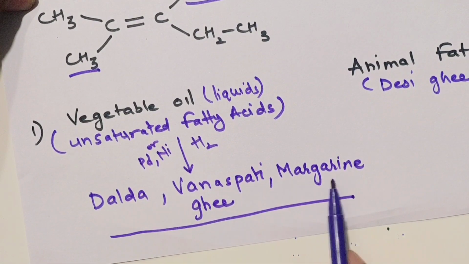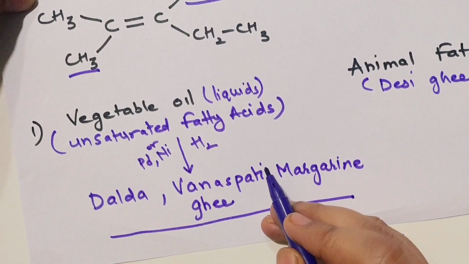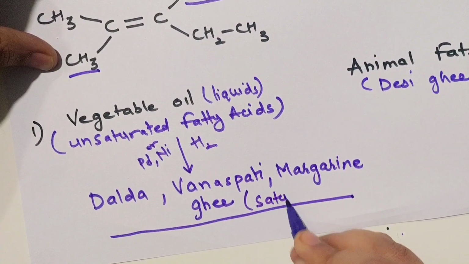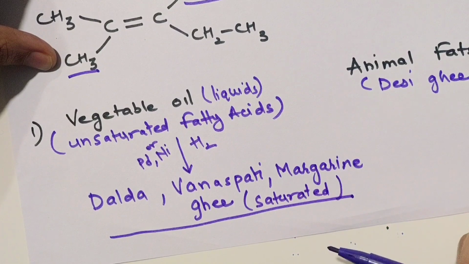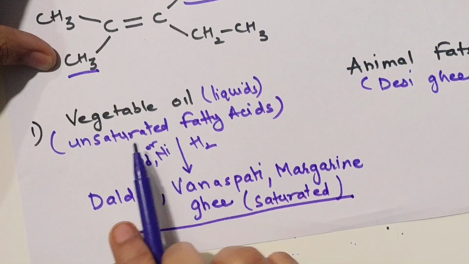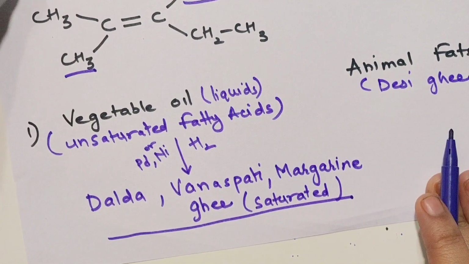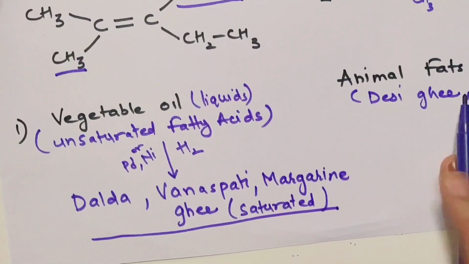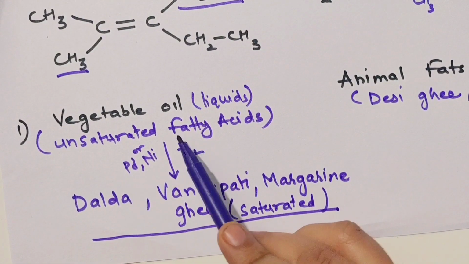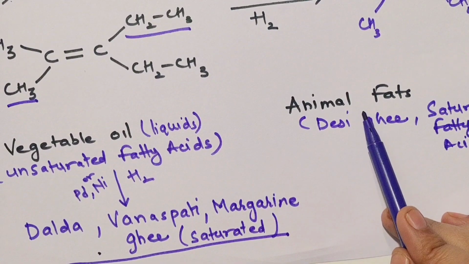Okay, so their origin is not animal, their origin is plants. They are plant-based fats, but definitely they are saturated because they have been made saturated by addition of hydrogen across the double bond or triple bond. All right, so vegetable oils are unsaturated fatty acids; dalda, vanaspati ghee, margarine, and desi ghee are saturated fatty acids. But the difference between desi ghee and these three is that the origin is different. The origin here is plant based and this is animal based.